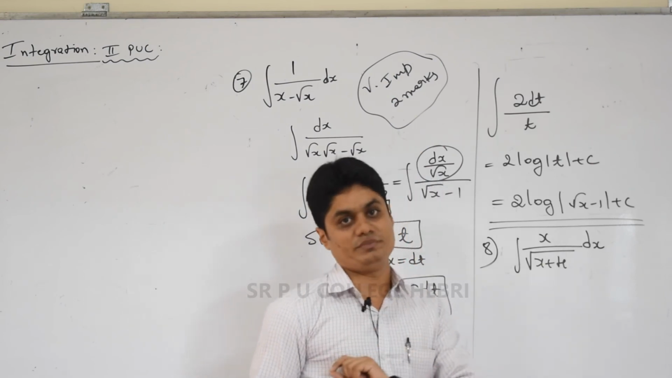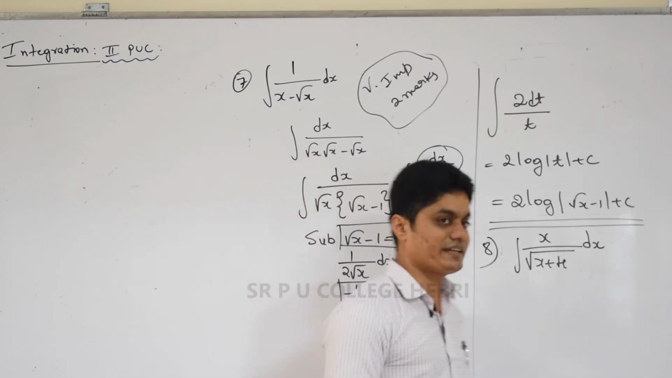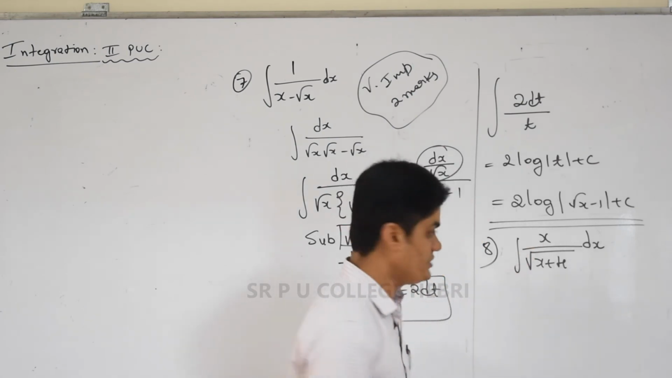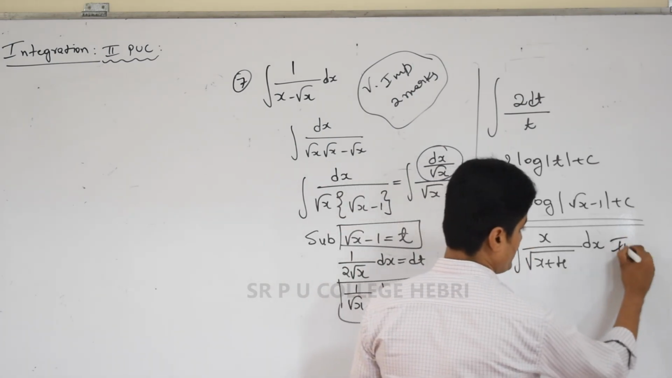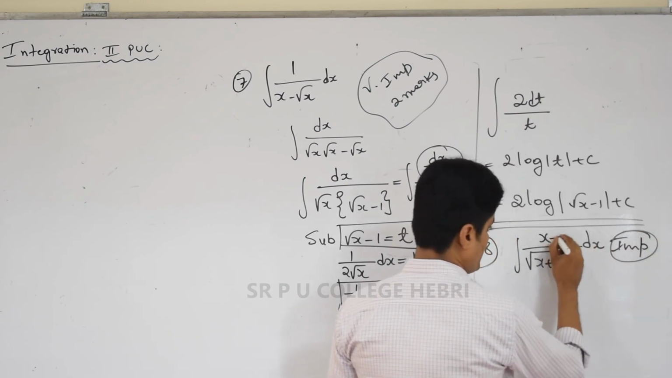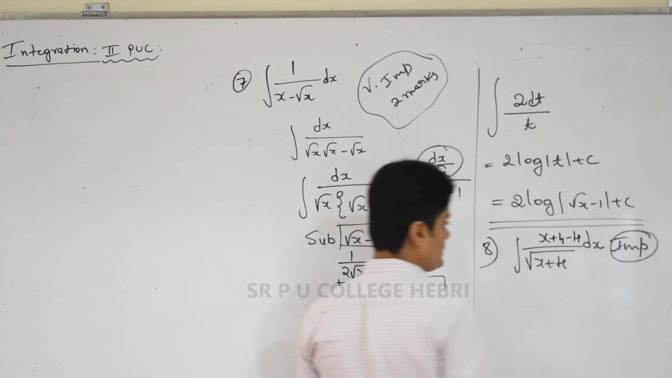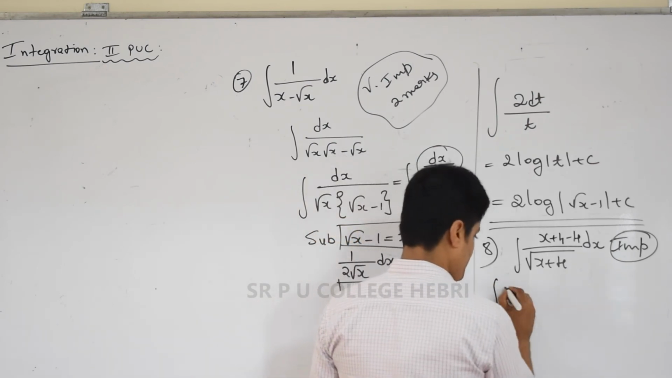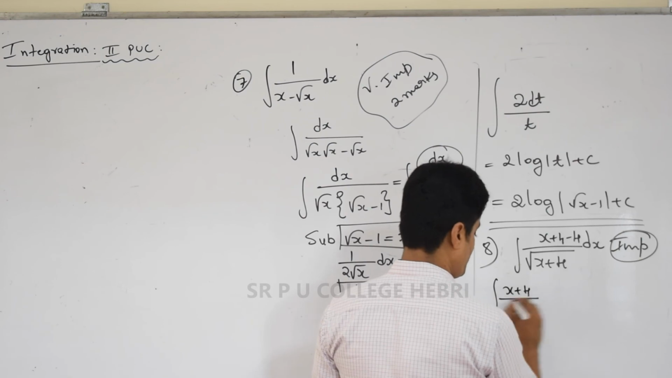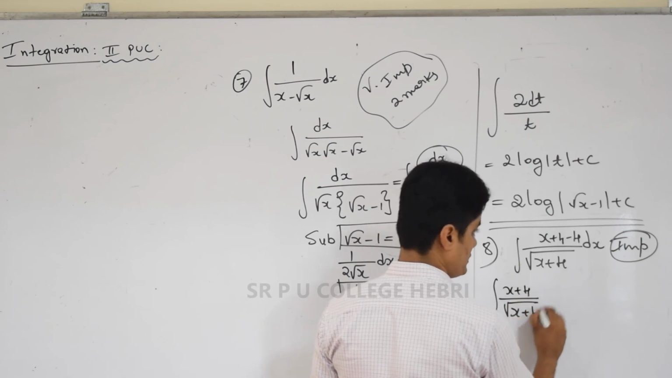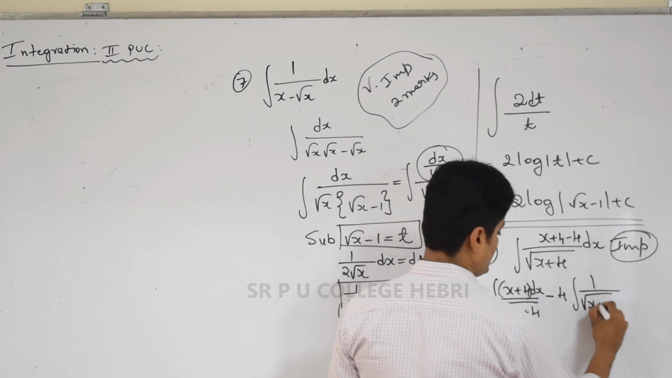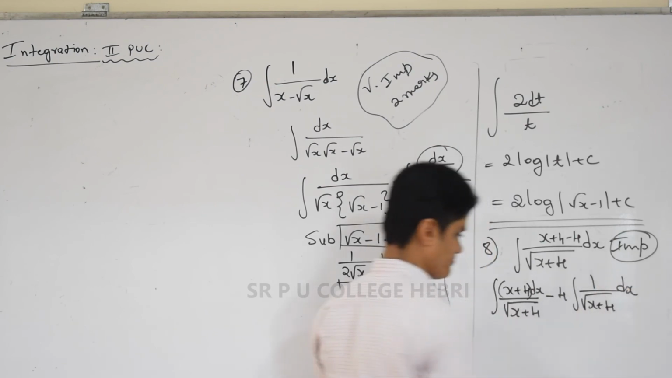Here is one problem. Suppose you start substituting x plus 4 equal to t, then dx is equal to dt, but x is still there. So how to manage? Observe carefully. This is an important question again. A different question. Observe: in the numerator, add 4 and subtract 4, plus 4 minus 4. Then split it into x plus 4 by root of x plus 4 dx, minus 4 into 1 by root of x plus 4 dx.